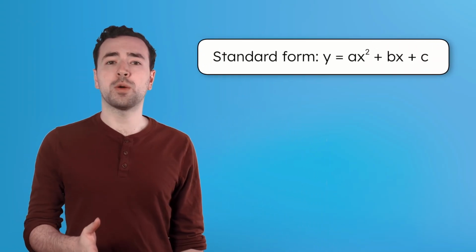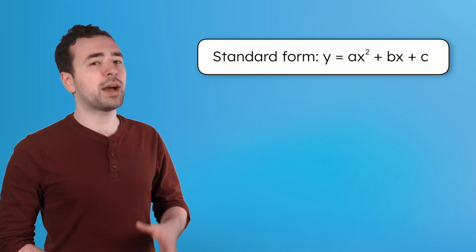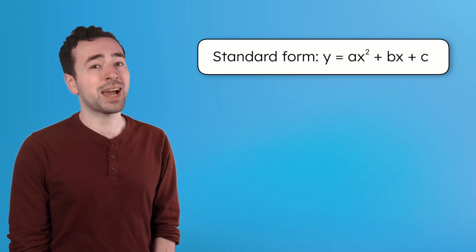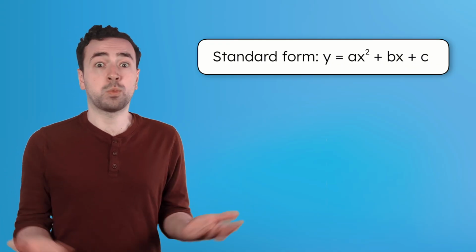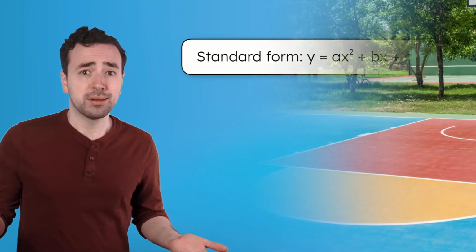So far in this unit, we've learned how to graph quadratic equations given to us in factored and vertex forms. But we've got one more form to check out before we're able to graph any quadratic that's thrown our way: standard form. Standard form of a quadratic equation is y equals ax squared plus bx plus c. What are we waiting for? Let's get into it.